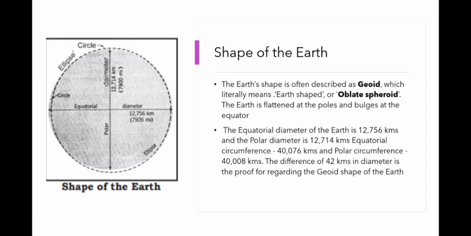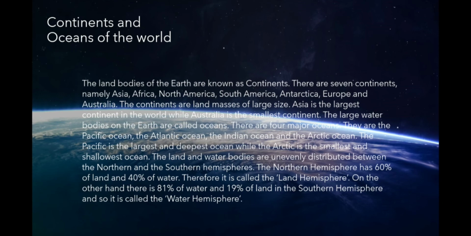Then we go to the continents and the oceans of the world. The land bodies of the earth are known as continents. There are 7 continents, namely Asia, Africa, North America, South America, Antarctica, Europe, and Australia. The continents are land masses of large size. Asia is the largest continent in the world, while Australia is the smallest continent.